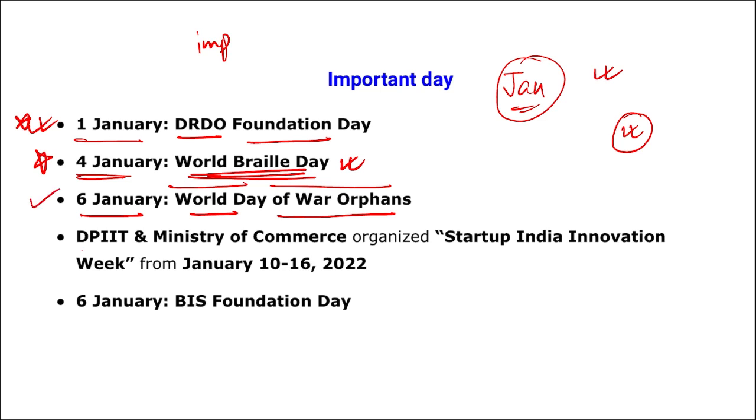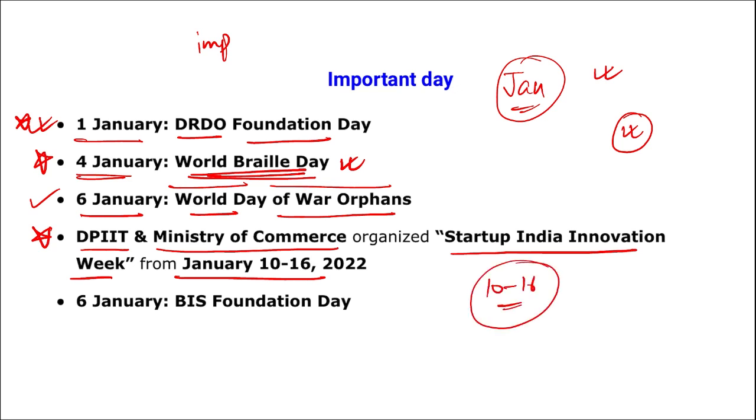Then remember, DPIIT and Ministry of Commerce organize a Startup India Innovation Week from 10th to 16th of January. Important. From 10th to 16th of January, we are observing what? We are observing the Startup India Innovation Week. Then on 6th of January, BIS Foundation Day.